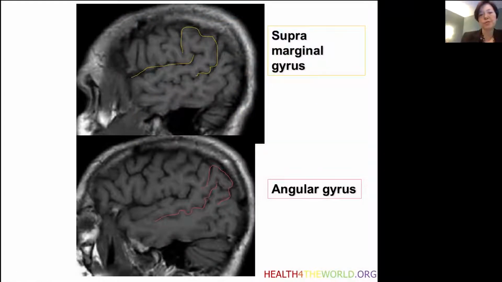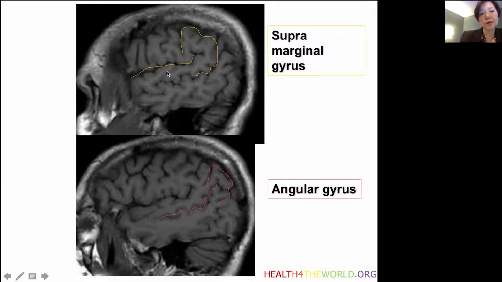The inferior parietal lobule has two gyri. One is the supramarginal gyrus, the other is the angular gyrus. The supramarginal gyrus and angular gyrus are the heteromodal cortex, which handles language and calculation and all these reading-type high functions.